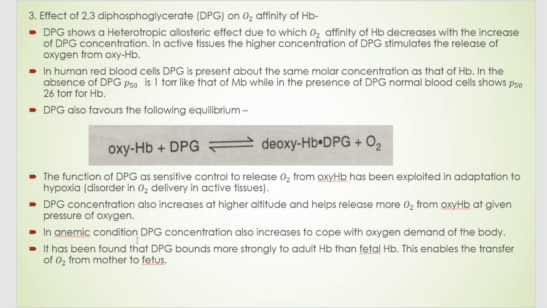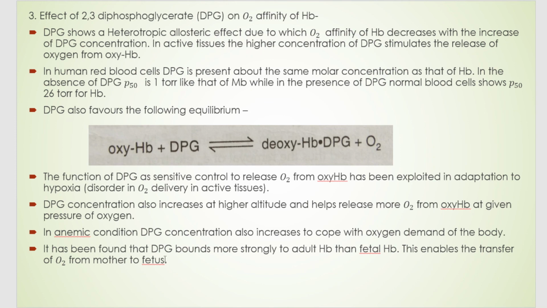And also in several anemic patients, who are those who cannot fulfill the body's oxygen demand, the DPG concentration increases in order to meet the body's oxygen demand.